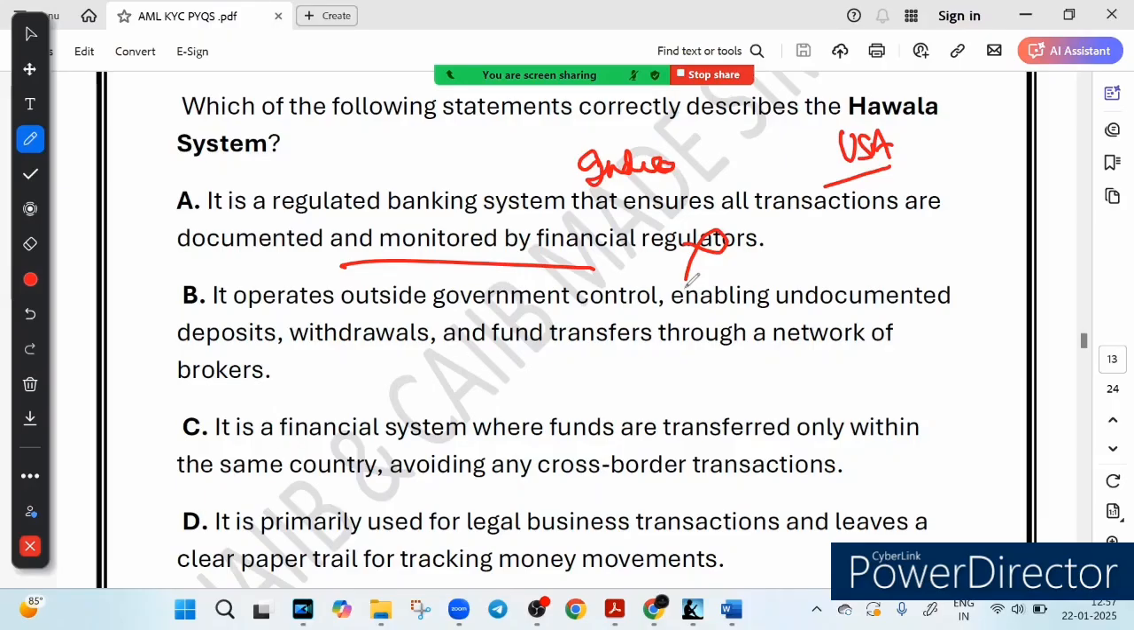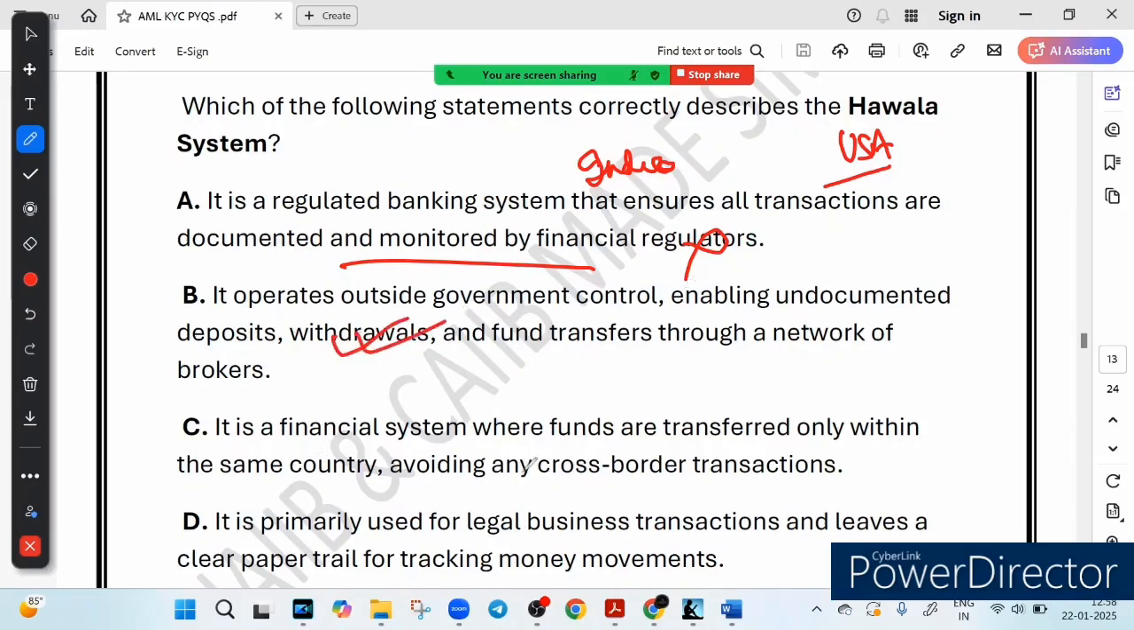Option B says that it operates outside government control, enabling undocumented deposits, withdrawals and fund transfers through a network of brokers. Yes, correct. The Hawala system operates without any formal regulation or banking oversight. It is based purely on trust and a network of brokers. So there is no paperwork, no documentation, no government monitoring. This makes it an attractive option for people who want to transfer money secretly, but it also makes it a system linked to illegal activity like money laundering and terrorist financing, right? So option B is correct.